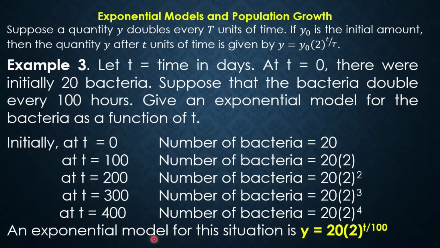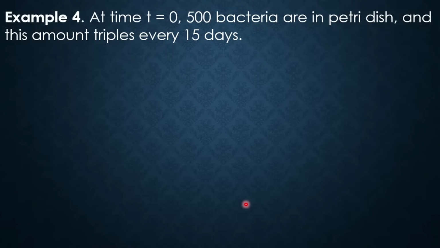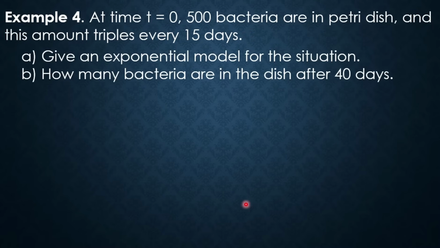Okay, so this is now the exponential model for this situation. I'll give you another example. At time t is equal to 0, 500 bacteria are in a petri dish and this amount triples every 15 days. So we're going to answer these questions. Give an exponential model for the situation. How many bacteria are in the dish after 40 days?